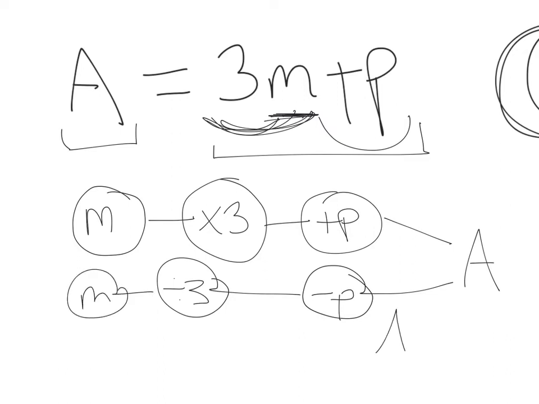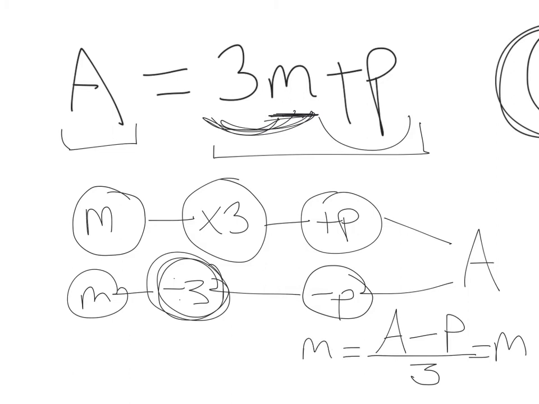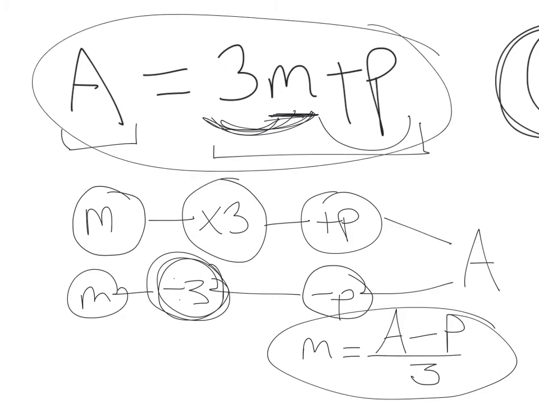So I've got my A, and I subtract P. And I'm going to divide that by 3, and the best way of writing that is divide by 3. And that will give me M. But what I really want is M equals. So I'm just going to put it that side instead and get rid of it from this side. And there we are. M equals (A minus P) over 3. That is rearranging this formula in terms of M.